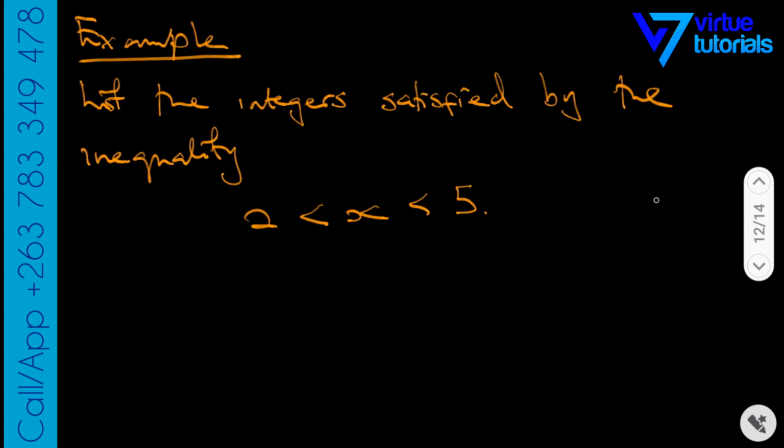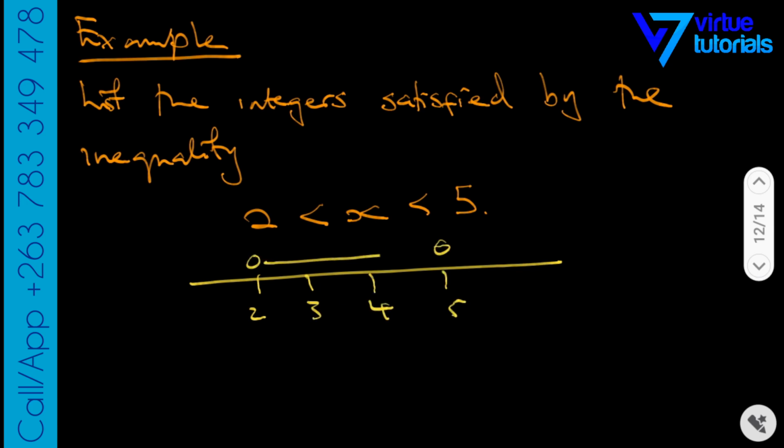Okay, so now you can have a situation where you are asked to list integers satisfied by a particular inequality. So let's say you've got your inequality 2 is less than x, which is less than 5. This means that x is a number between 2 and 5, right? Remember, if we're going to draw a number line, you would have 2, 3, 4, 5, right? So x is greater than 2 and less than 5.